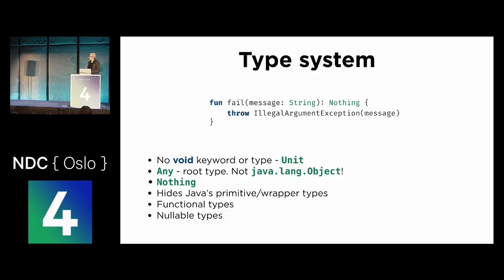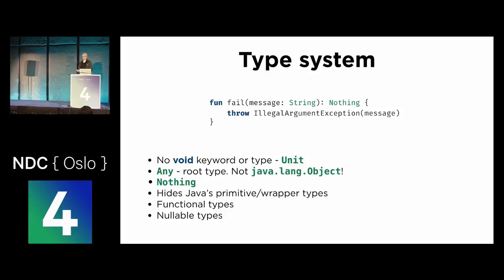The root type is a type called any, and it's not Java's object. It's its own type, although when you're doing Java interop, they do map nicely together. And then finally, we get to the type which is all about throw, and that's the nothing type. Nothing is a little bit special. There are no instances of nothing. You can't have an instance of the nothing type.